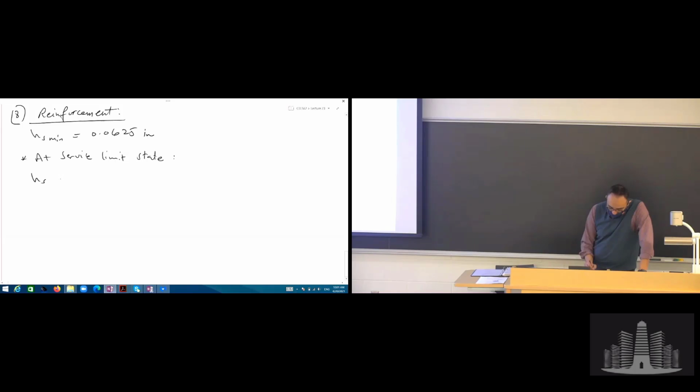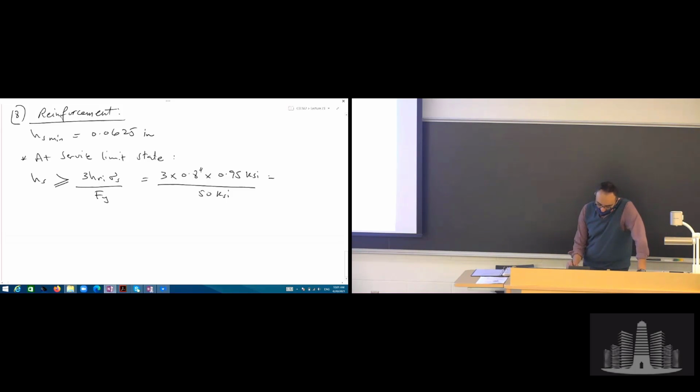So at service limit state, this HS should be greater than or equal to 3 HRI, that's the thickness per layer, times sigma S divided by the Fy. So let's check. It should be greater than or equal to 3 times, the thickness per layer is 0.8 inches, times sigma S, we have done this already under service conditions, dead plus live load, gives us 0.95 KSI, divided by the Fy, which was given to us at the beginning of the problem, which is 50 KSI. So the answer is 0.046 inches. To satisfy the service limit state, the thickness should exceed 0.046.